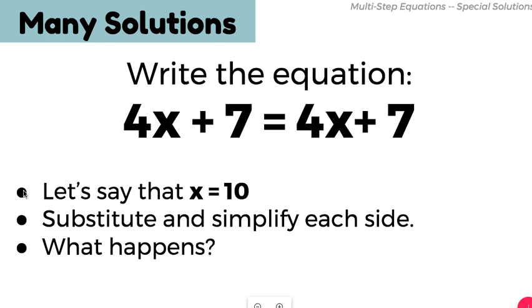Look at my bullet points here. The first thing we're going to do is say that x equals 10. So I'm giving you the solution. I'm telling you x equals 10. What I want you to do is substitute and simplify. That means instead of the x, I'm going to write a 10. Now once you substitute, you have to follow the order of operations. Simplify the left-hand side and simplify the right-hand side and see what happens. So hit pause and do that.